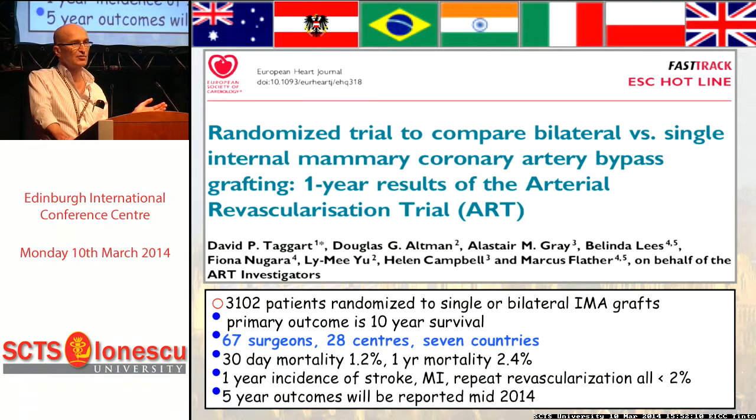The key points to take away from this: the 30-day mortality was 1.2%, the 1-year mortality 2.4%, and the 1-year incidence of stroke, MI, and repeat revascularization all under 2%.